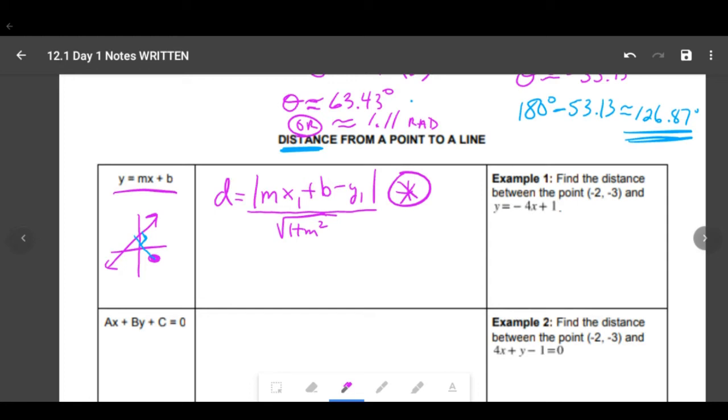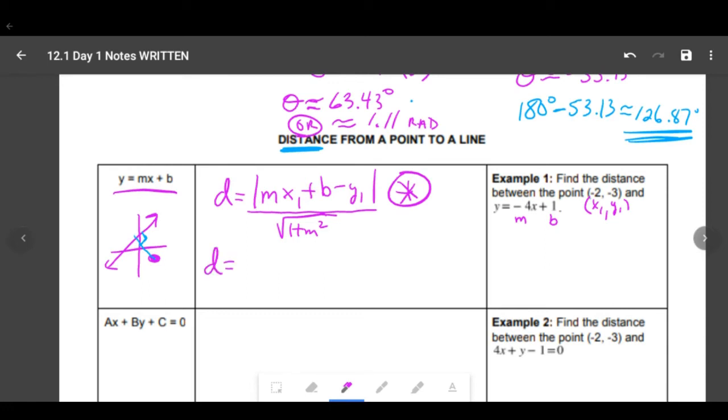So this is how we use it. Find the distance between the point (-2, -3) and that line. So obviously this is going to be x1, and this is our y1, and then y equals -4x plus 1. Well, we talked earlier, this is just your m, and that's your b. So if you've memorized your formula, if you want to find the distance, we're just going to use this equation.